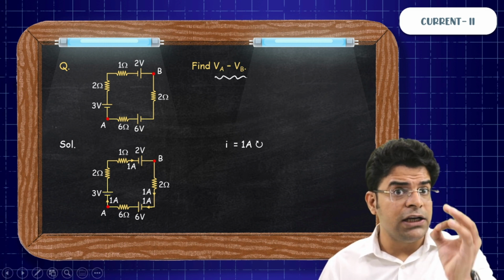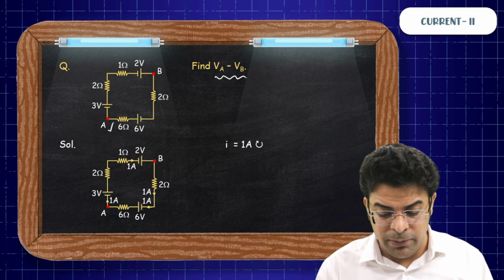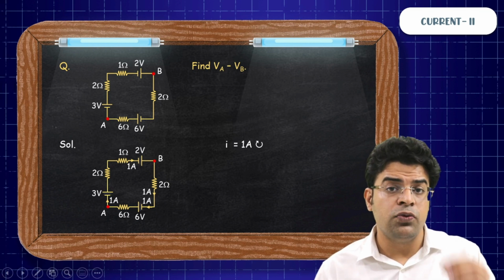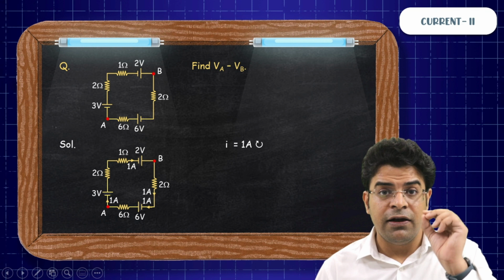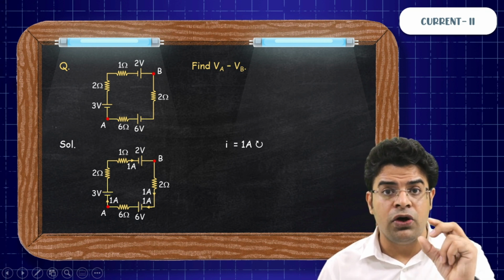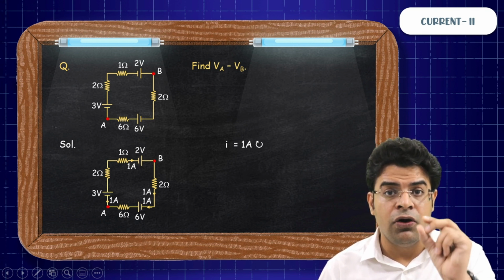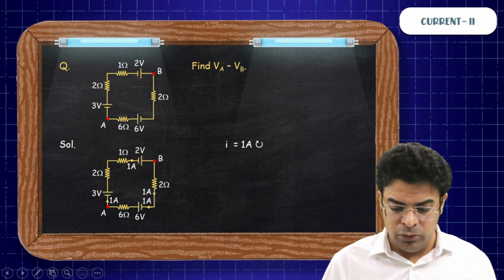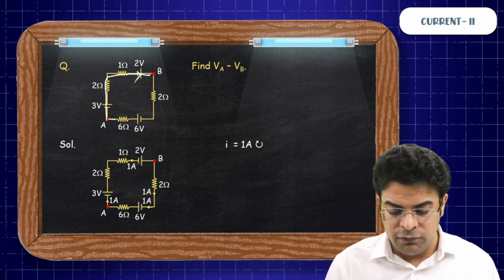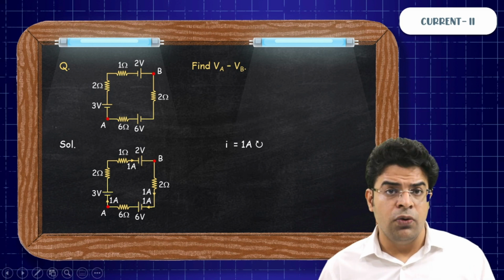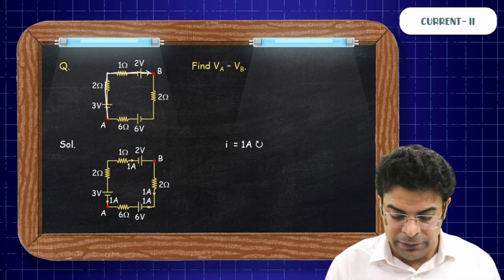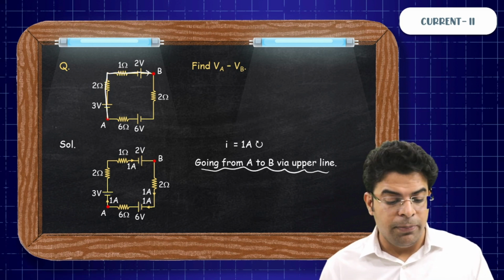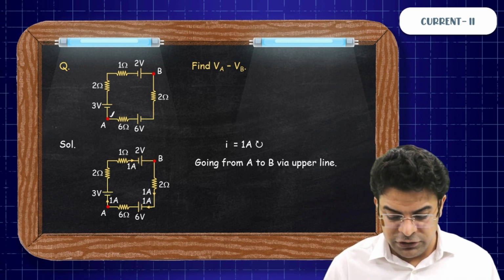So as to find the potential difference between point A and B, I tell students to go from point A to B while writing potential drop across each thing they find on the path. So you can go from A to B via the upper line or via the lower line. So let's go from A to B via the upper line. So going from A to B via the upper line, you will say the potential of this point is VA.